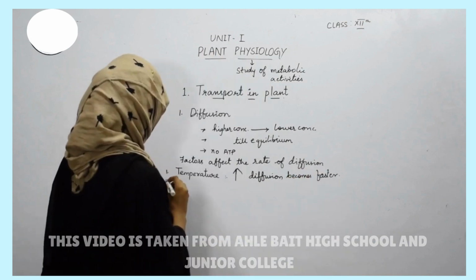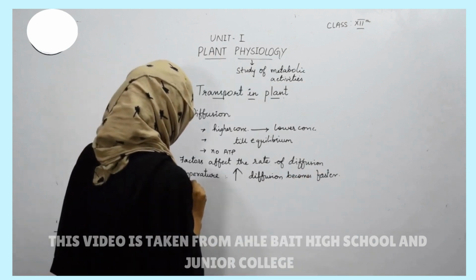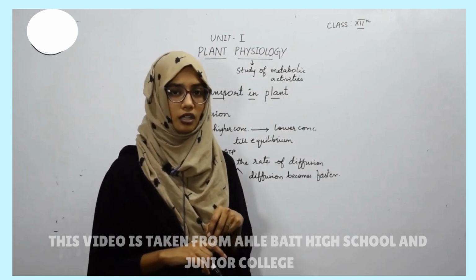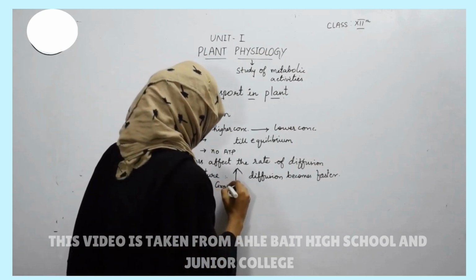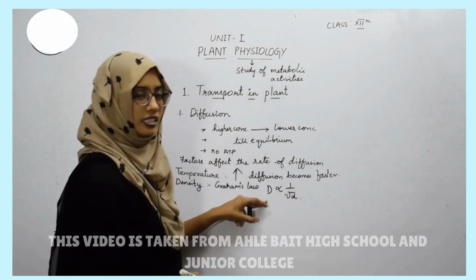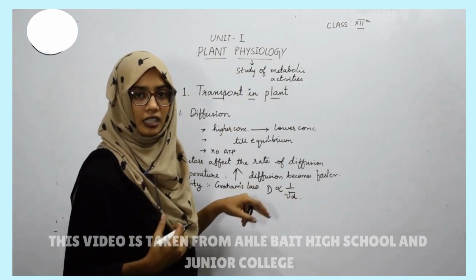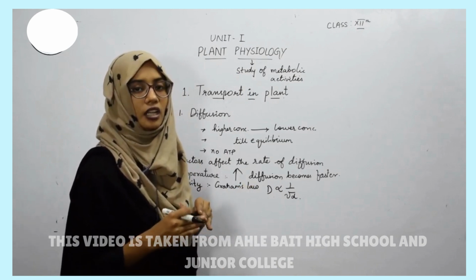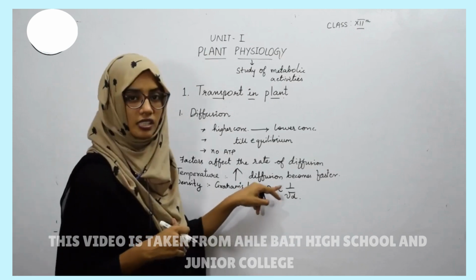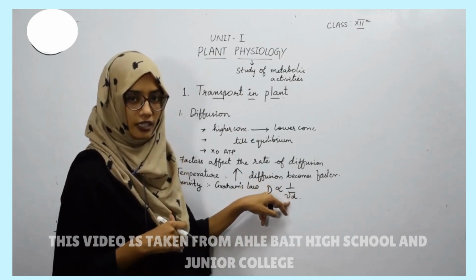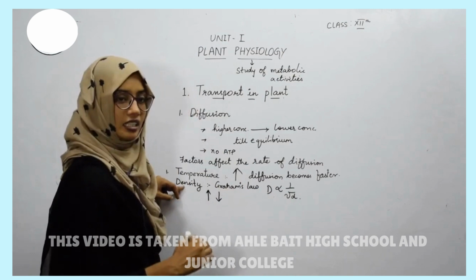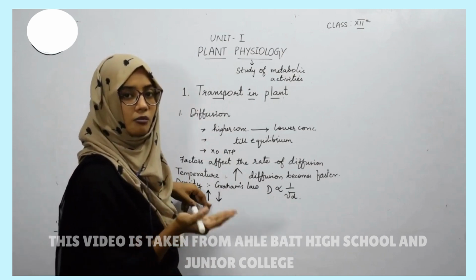The next factor which affects the rate of diffusion is density. In lower classes, you have already studied Graham's law. According to Graham's law, the rate of diffusion is inversely proportional to the square root of density. This shows that if the particle has a greater density, then it cannot move to a greater distance. So if the density is more, the rate of diffusion is less. If the density is less, the rate of diffusion becomes faster.